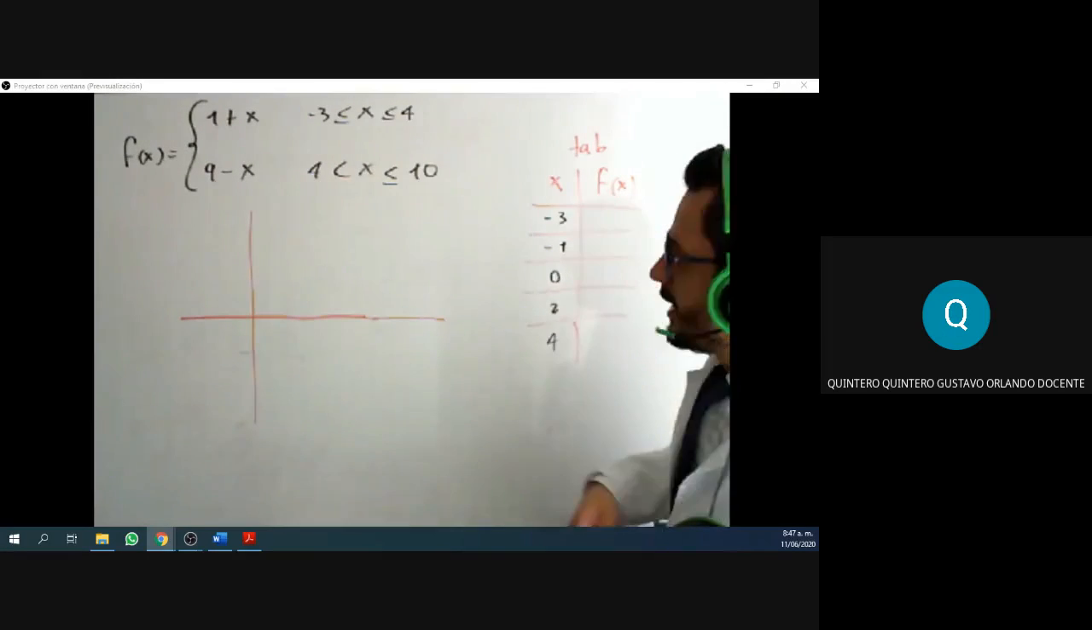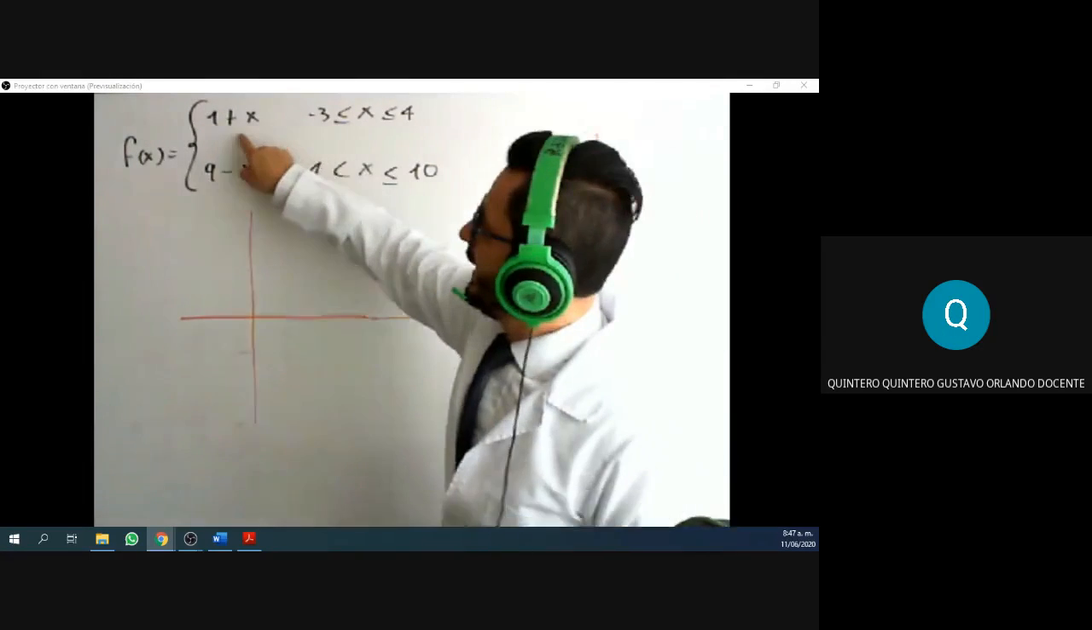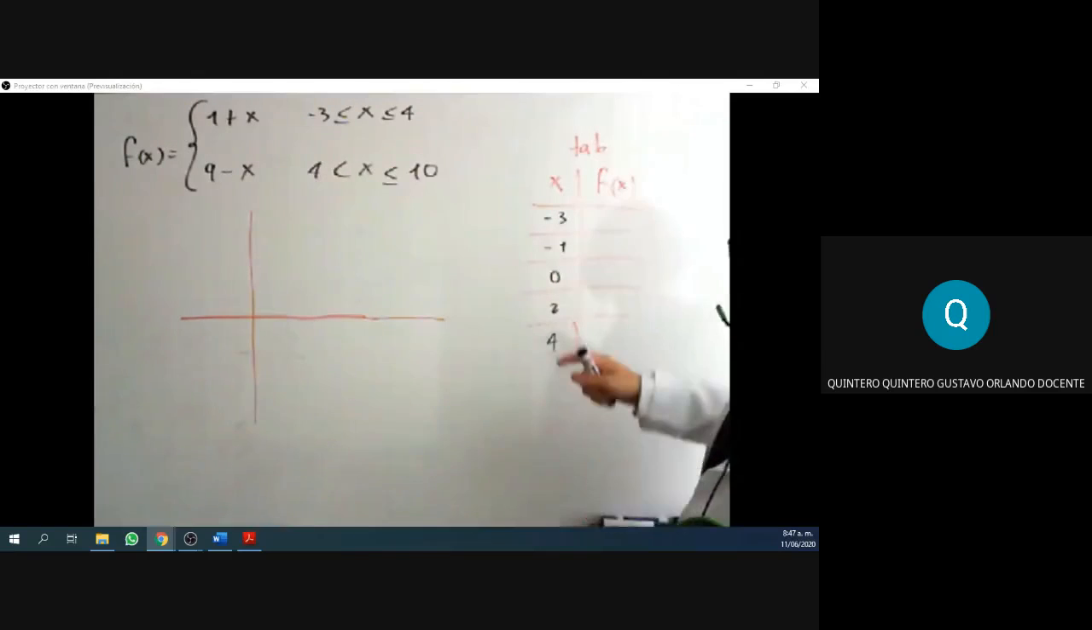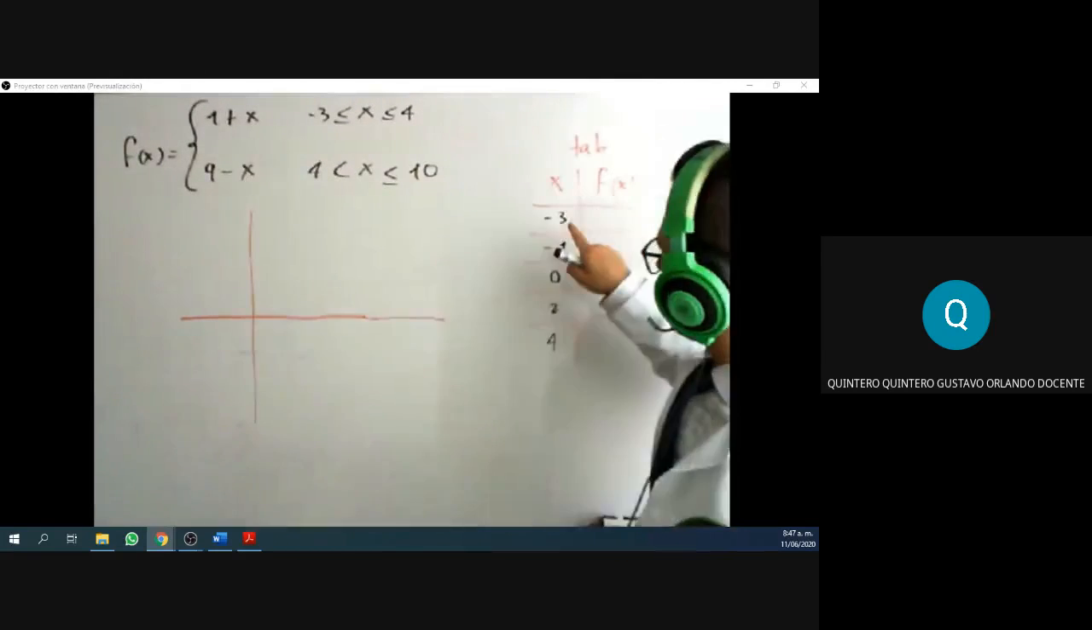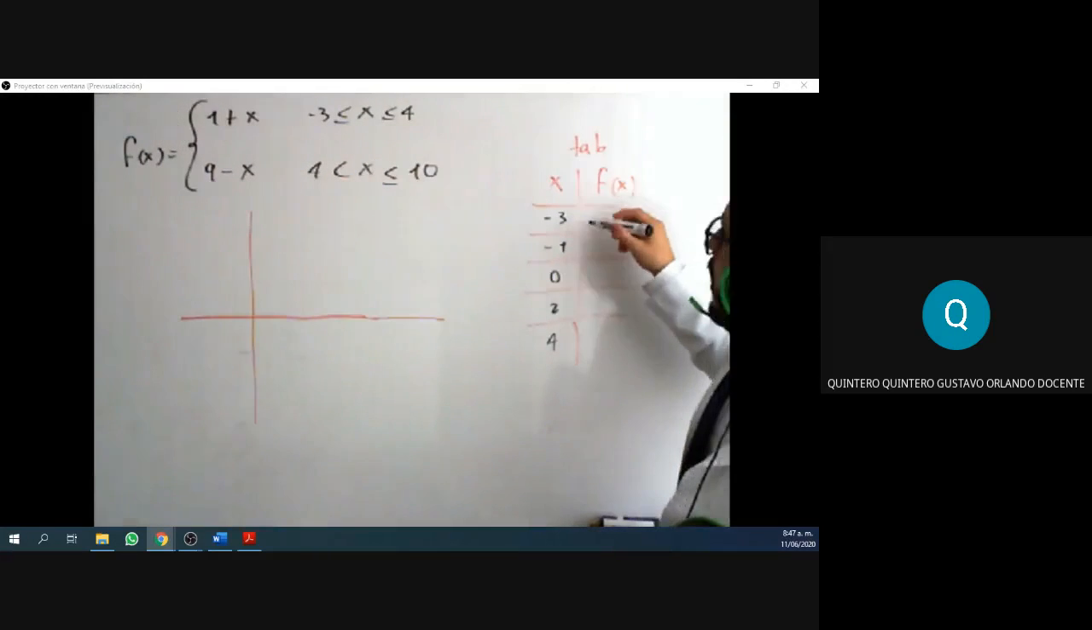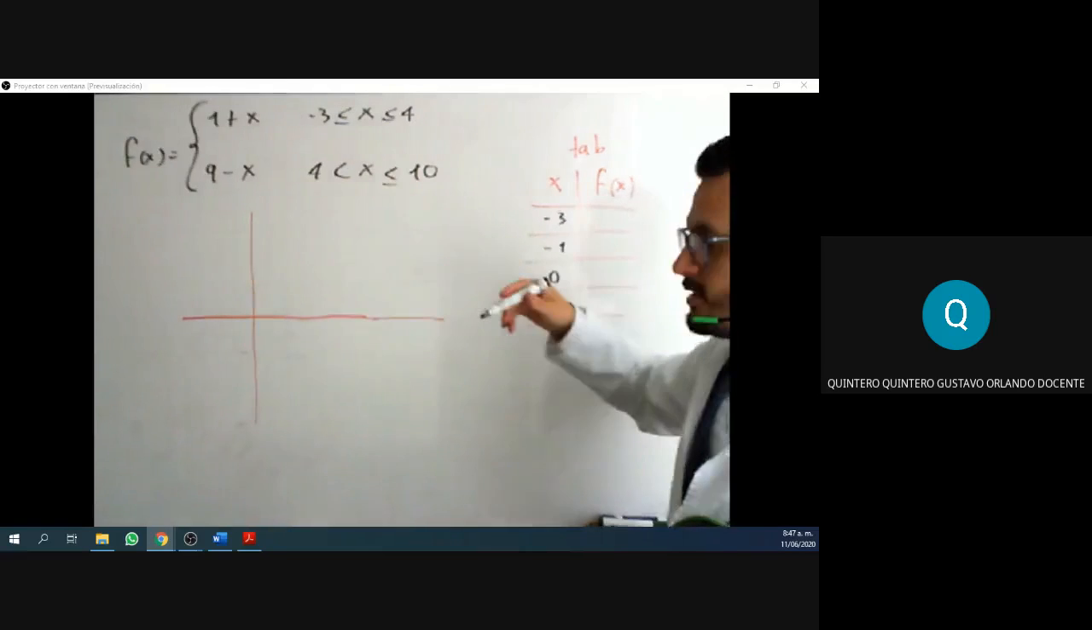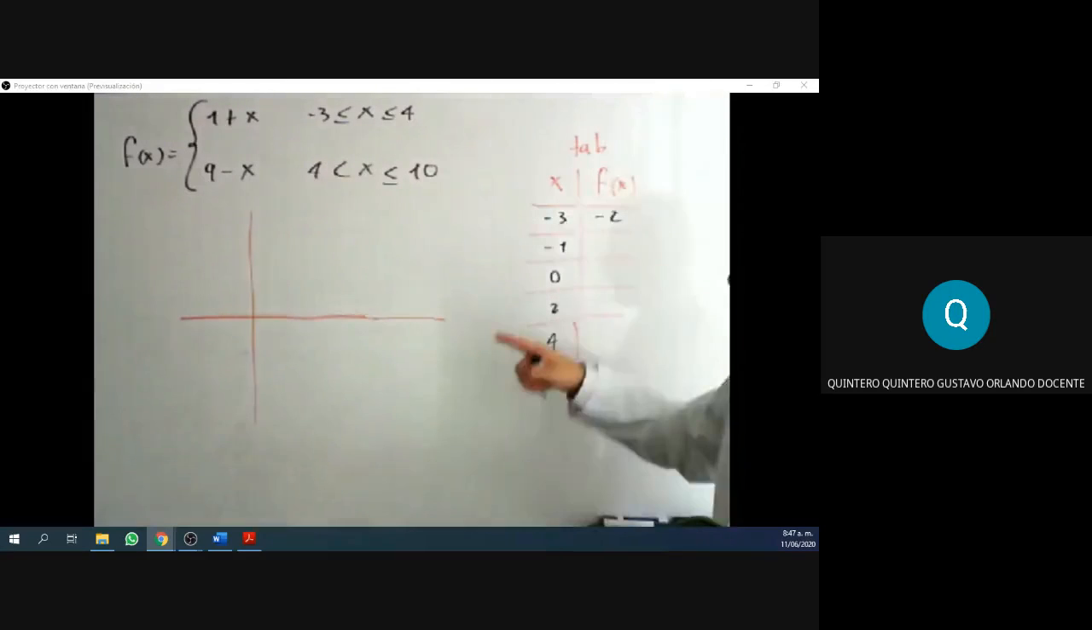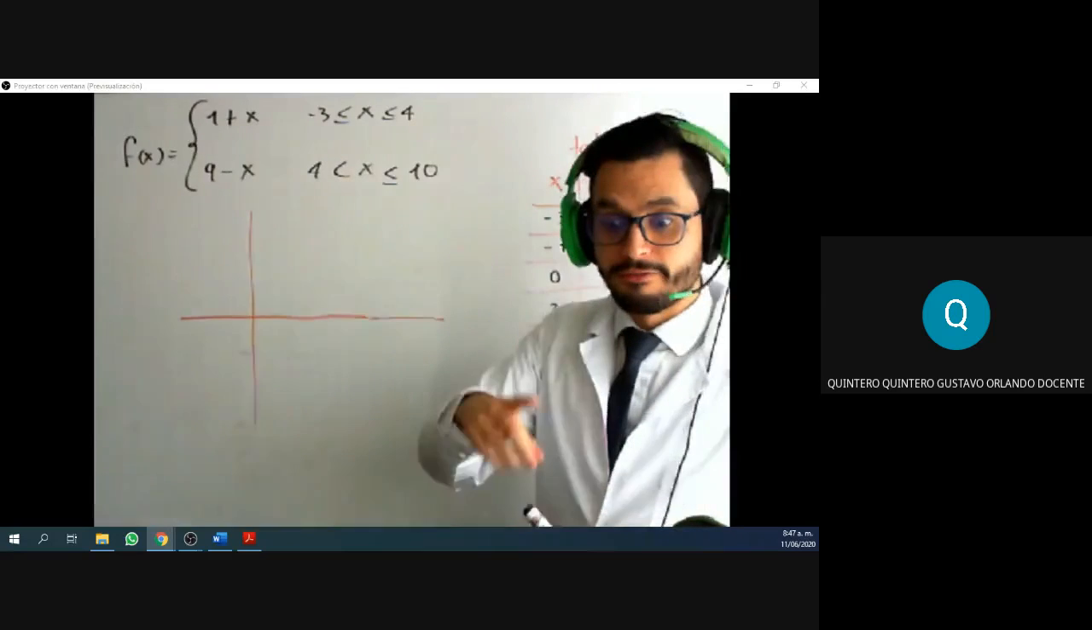So all we do now is change the value of -3 in the piece of the function. So we have 1 plus -3, which is 1 minus 3, so -2. Beautiful. We have our first point, -3, -2. That'll be our first point.